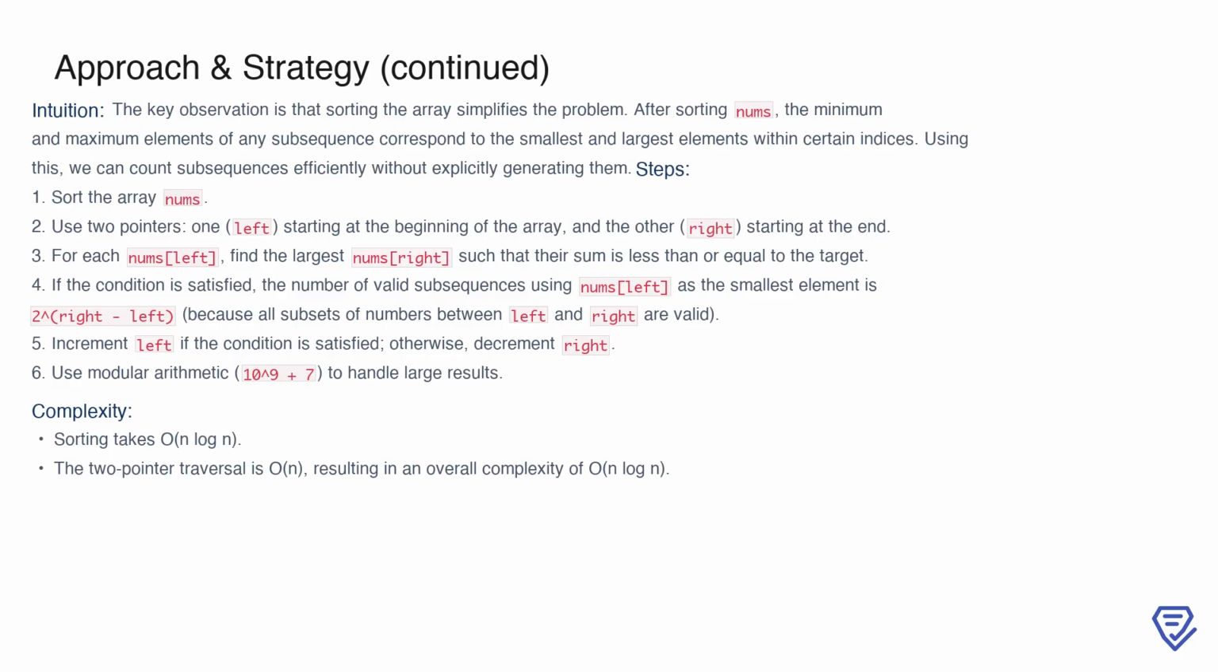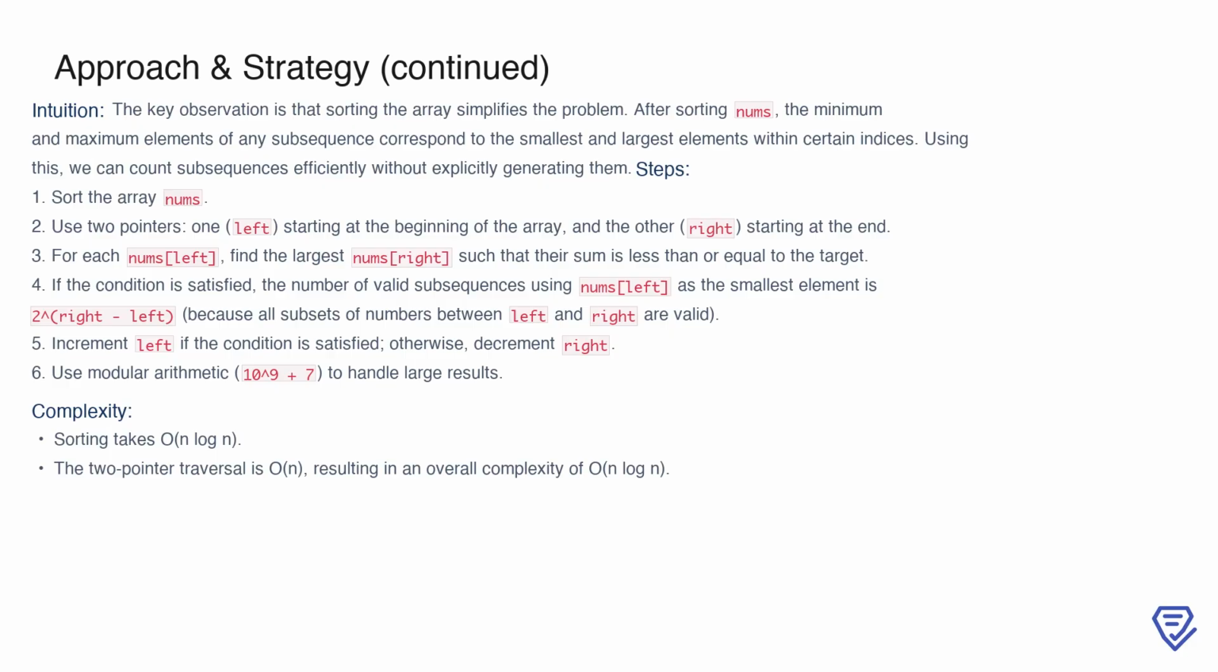Here's how it works. First, we sort the array nums. Then, we use two pointers, left starting at the beginning and right at the end of the array. For each nums[left], we look for the largest nums[right] such that their sum is less than or equal to the target. If the condition is satisfied, the number of valid subsequences that use nums[left] as the smallest element is 2^(right - left), since all subsets of elements between left and right are valid.